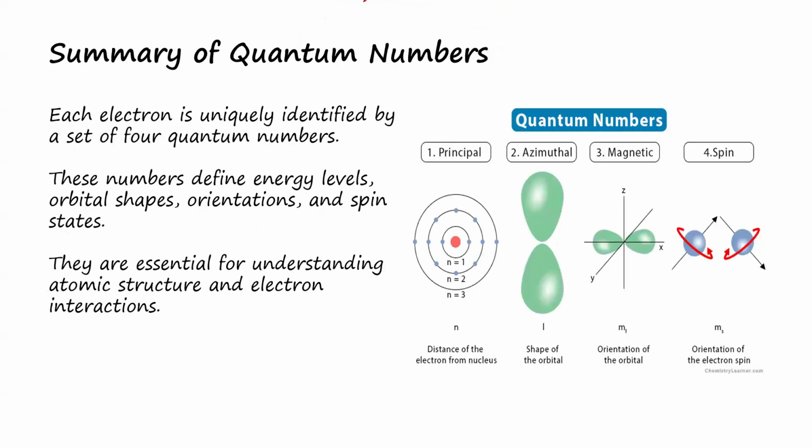So what is the summary of quantum numbers? Each electron is uniquely identified by a set of 4 quantum numbers. And these 4 numbers define energy level, orbital shape, orientation, and spin state, and they are essential for understanding atomic structure and electron interactions.